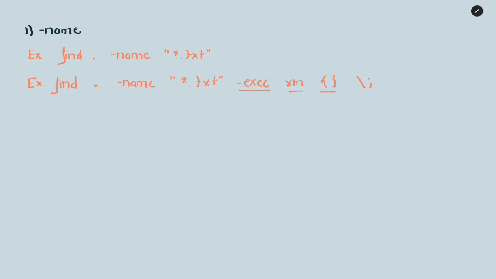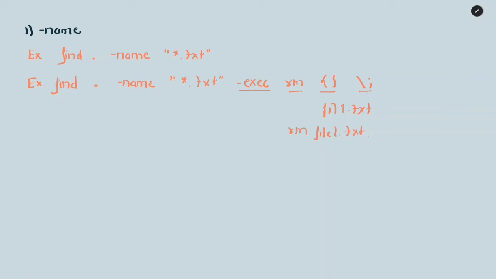So what are these curly braces? These curly braces are called a placeholder that represents each file found by the find command. Suppose the find command found a file called file1.txt. When find locates this file1.txt, the curly braces get replaced with the actual file name. So it will be like rm file1.txt.